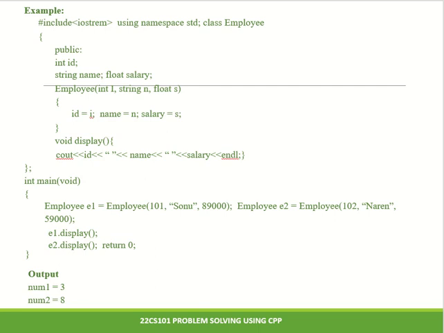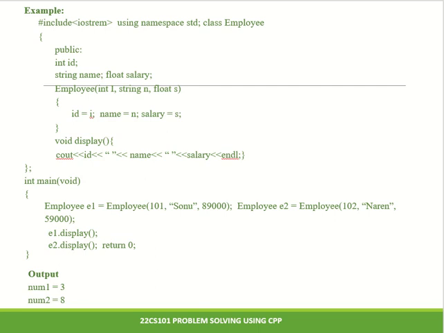So though you are having three variables, ID, name and salary, here these three are given as parameters. In the next line, within the constructor, you are going to assign ID equal to I. See, I is a local variable. Here ID means the member variable, but here I, N and S are the local variables. So member variable is equal to argument variable. In such a way you have to assign.